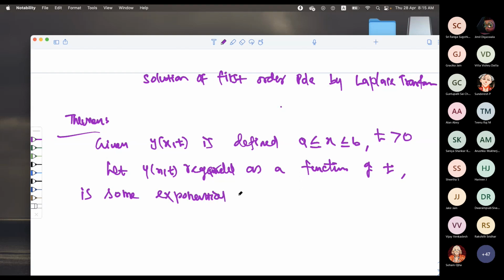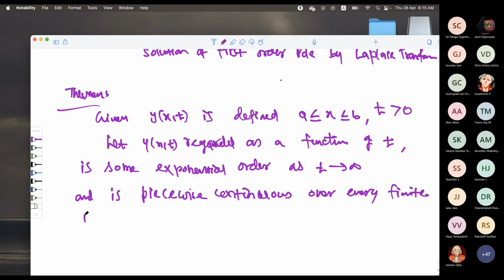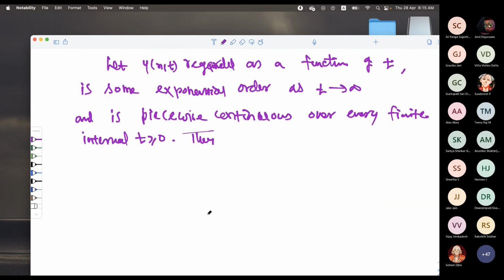Even in the Laplace transform we discussed this exponential order. If it is of exponential order, then only that function can be found by Laplace transforms. The same continues for partial differential equations also. It is of exponential order and piecewise continuous over every finite interval, t greater than or equal to 0. These are the conditions we are going to use.